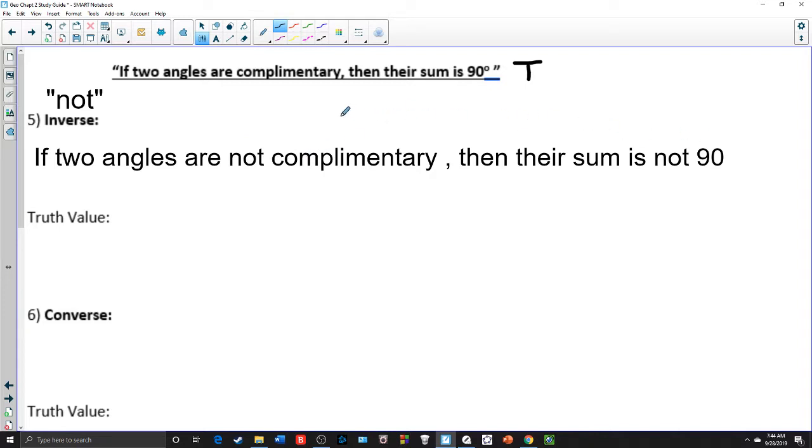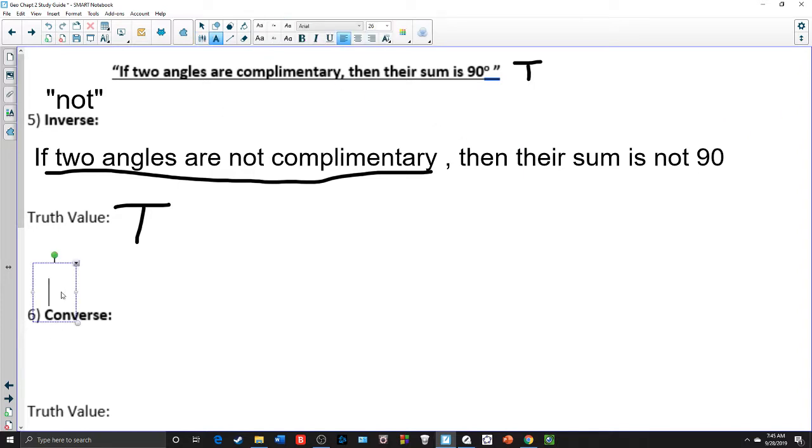Well, in order to be false, you'd have to think of a counterexample. So you have to think of two angles that are not complementary, but their sum is 90. Well, that doesn't exist. If two angles are not complementary, they can't equal 90, because then they would be complementary. That's the definition. So this would be a true statement, because there's no possible counterexample. If two angles add to 90, we would just call them complementary.